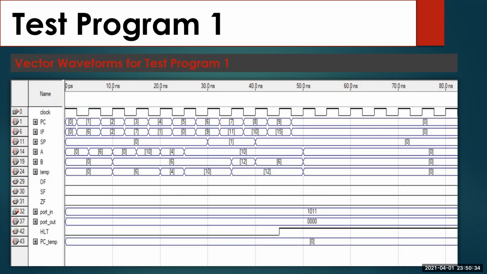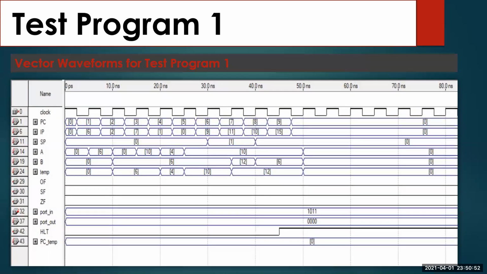Next, we have exchange BA. When instruction pointer is equal to 2, the value of register A is set to 0, which is the previous value of register B, and register B is set to 6, which was the value of register A. Next, we have move A byte. When instruction pointer equals 7, register A is set to the value of byte 10.